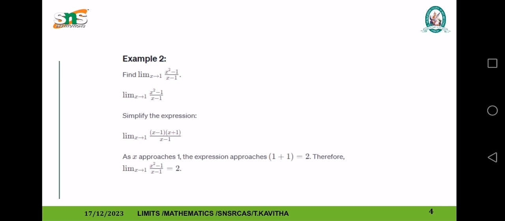Limit x tends to 1, x minus 1 into x plus 1 divided by x minus 1. The factorization of x square minus 1 is equal to x minus 1 into x plus 1. Now the x minus 1 term is cancelled. Then we substitute x is equal to 1. As x approaches 1, the expression approaches 1 plus 1 is equal to 2. Therefore, we get the limit as 2.